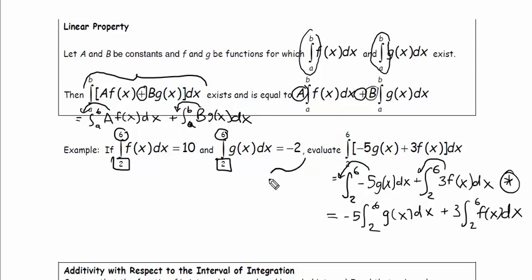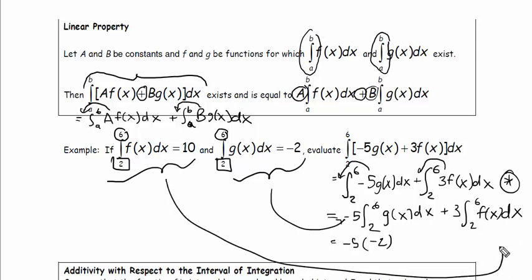And this integral of g of x was negative 2. And the integral of f of x, this one right here, was 10. So we have negative 5 times negative 2 plus 3 times 10 gives us 10 plus 30. So the whole thing is 40. Alright, so hopefully that all makes sense. Right now, again, we're just plugging numbers into formulas to get a sense for how these different properties of the definite integral work.